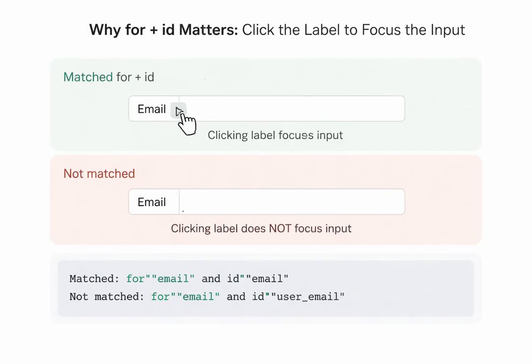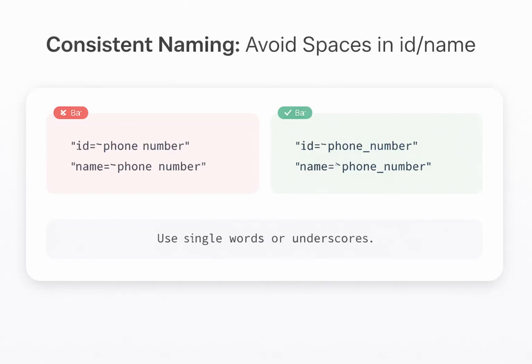When for and ID match, clicking the label automatically focuses or selects the input. That's a big usability improvement. If they don't match, the label becomes just text, and the user must click directly inside the input field. For IDs and names, it's best to avoid spaces. A common convention is using a single word or connecting words with an underscore, like phone_number. This keeps your attributes consistent and easier to work with.